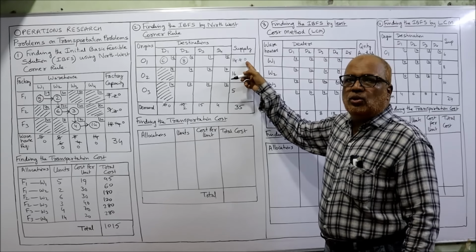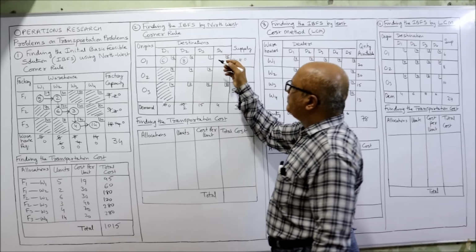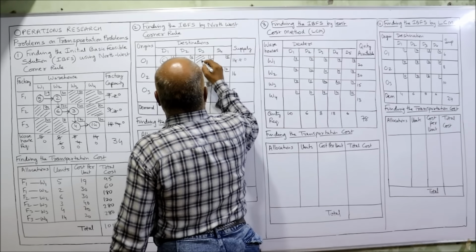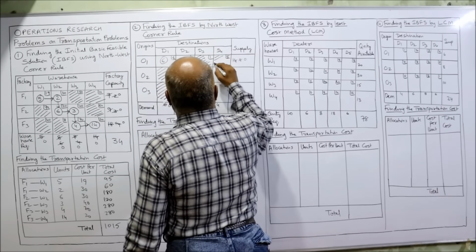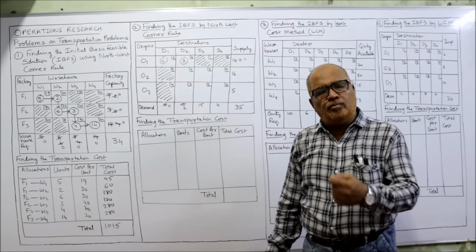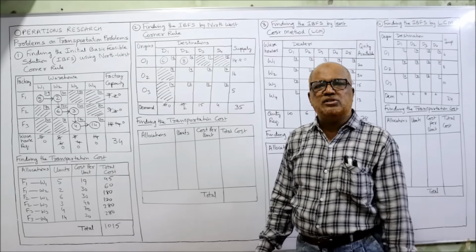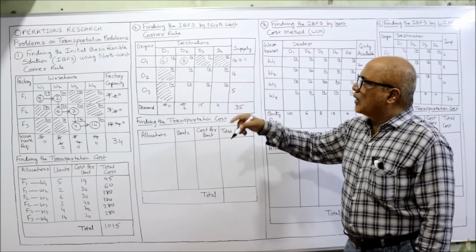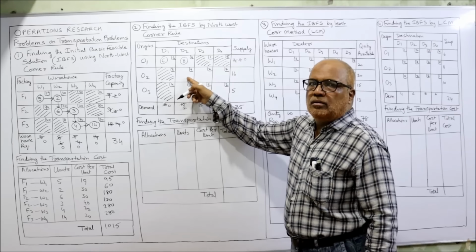Now row has become 0. So block the row. Whichever has become 0, that you have to block. Sometimes column will become 0, block the column. Sometimes row will become 0, block the row.